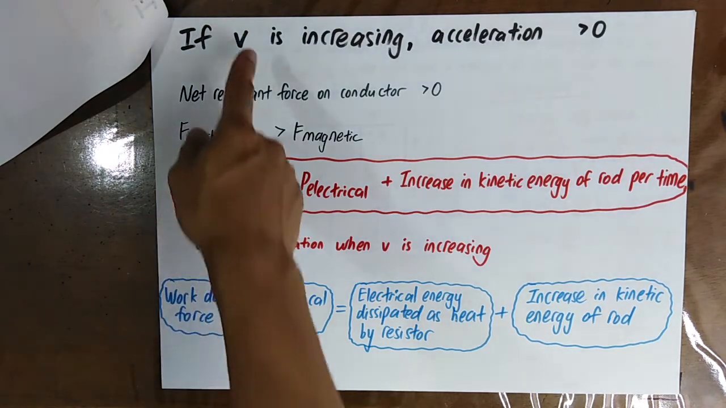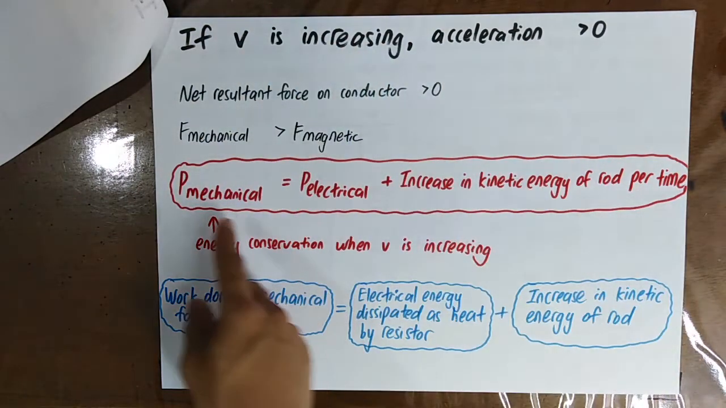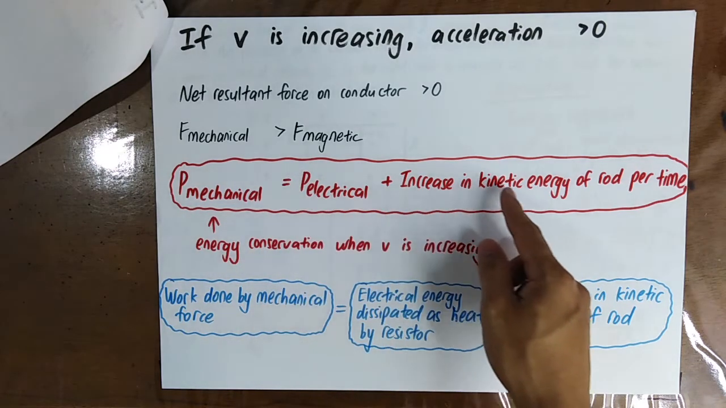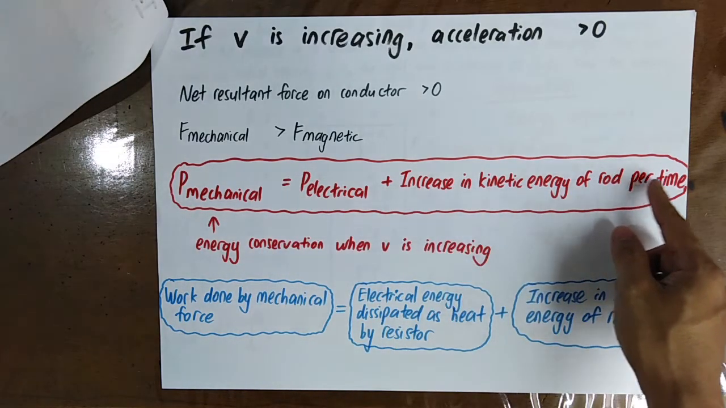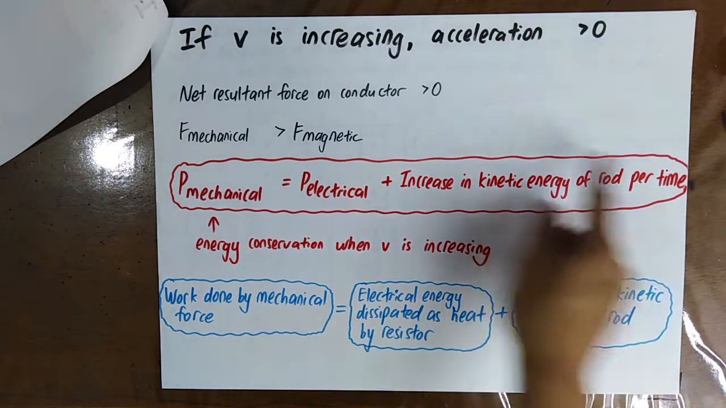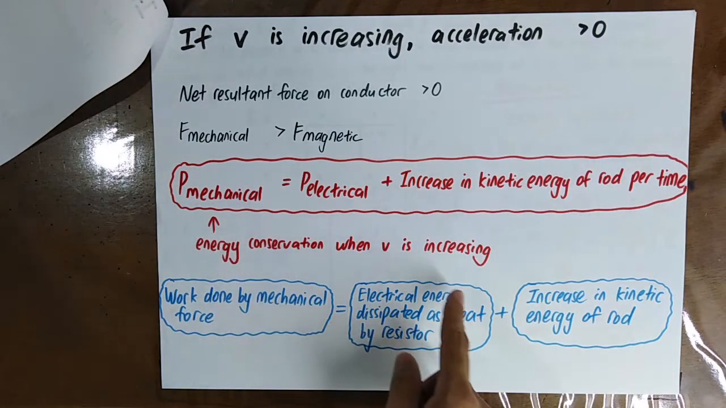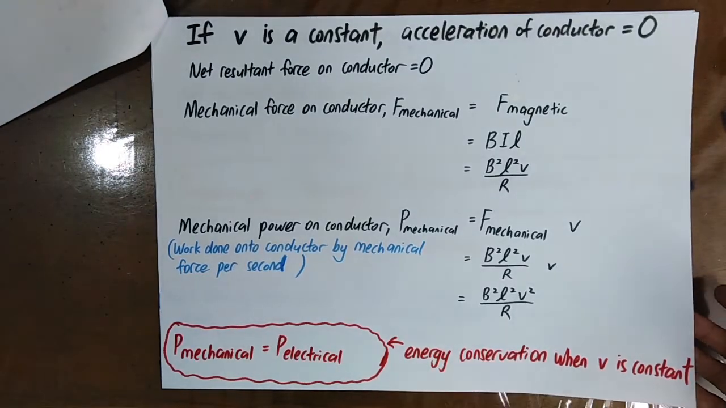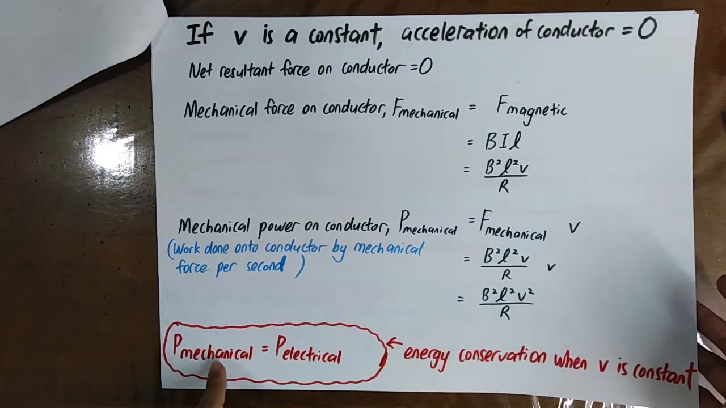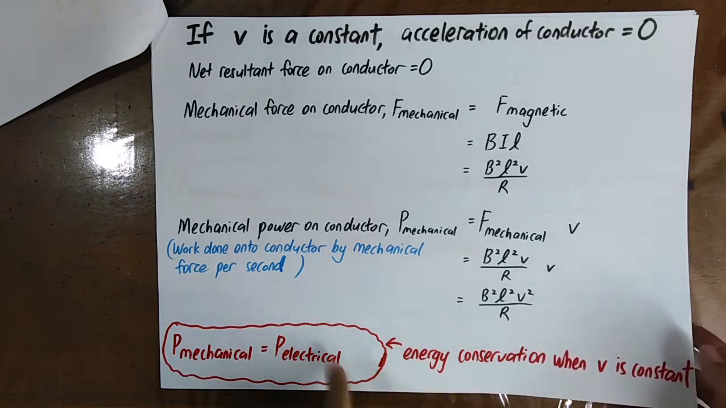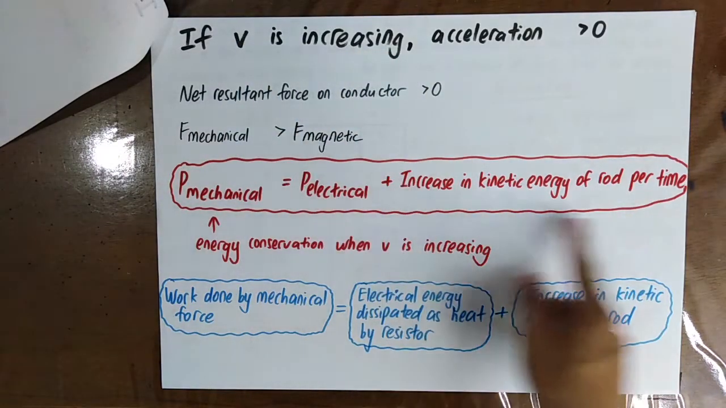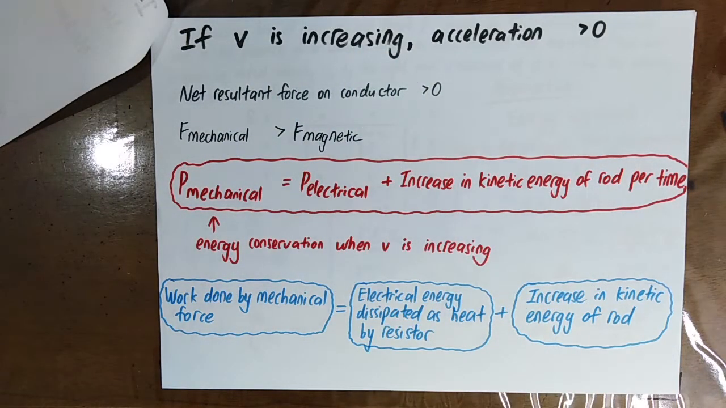So when V is increasing, the mechanical power is equal to the electrical power plus the increase in the kinetic energy of the moving conducting rod per time. So this is the energy conservation when V is increasing. Just now when V is constant, the mechanical power equals the electrical power because there is no more increase in kinetic energy. But if now V is increasing, there must be some increase in the kinetic energy.